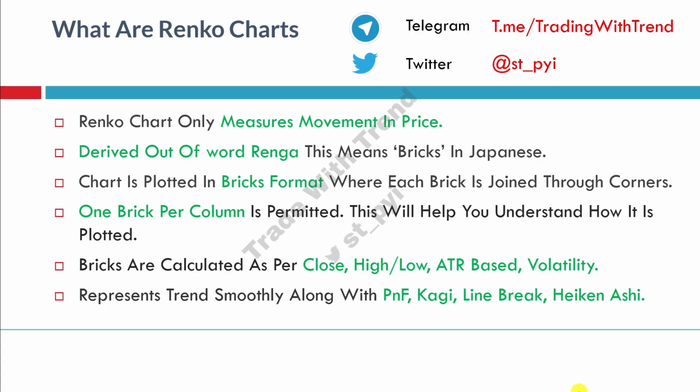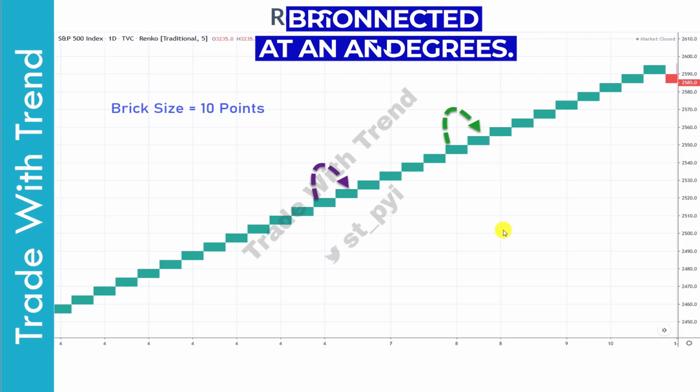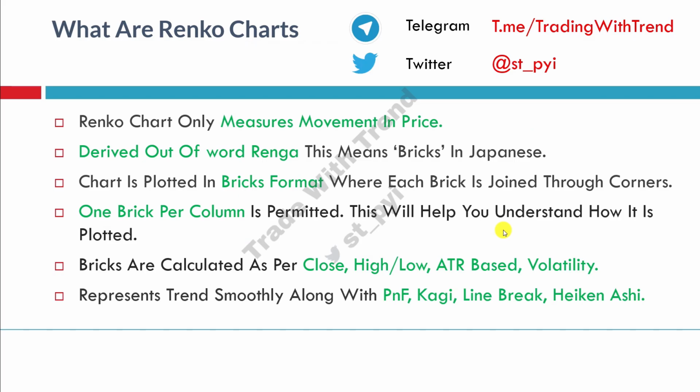With Renko charts, you would have seen that each brick is joined to another one at the corner point. This is how a Renko chart is plotted, and this is one of the main reasons these charts are so distinctive and easy to identify.